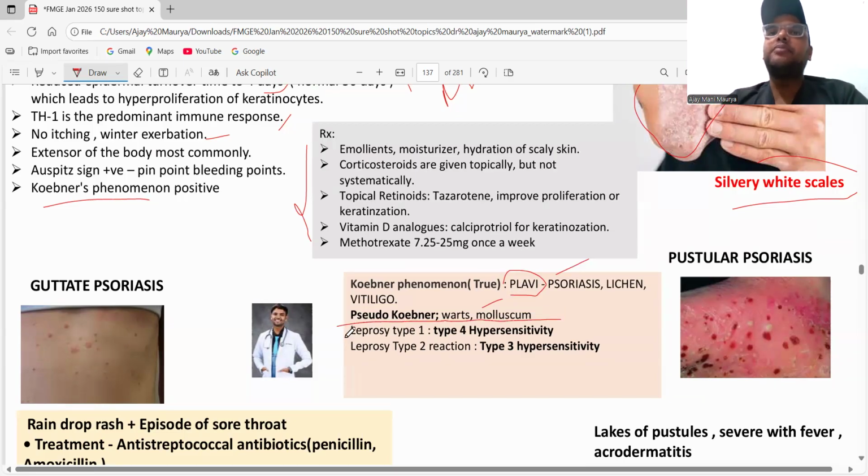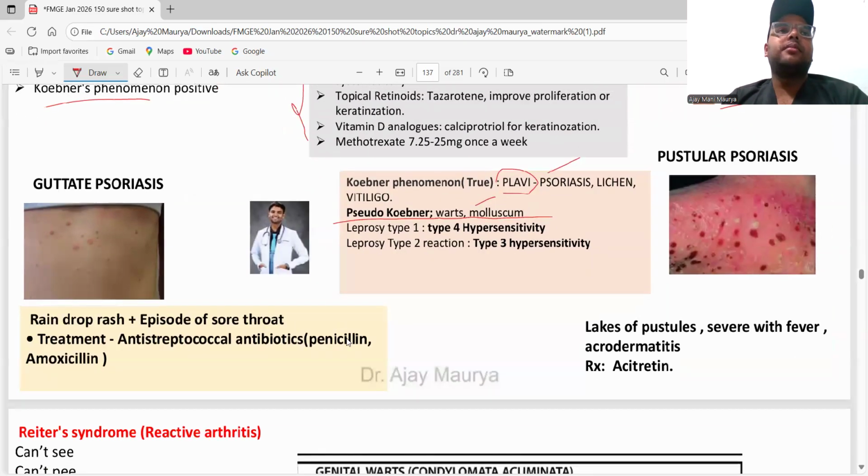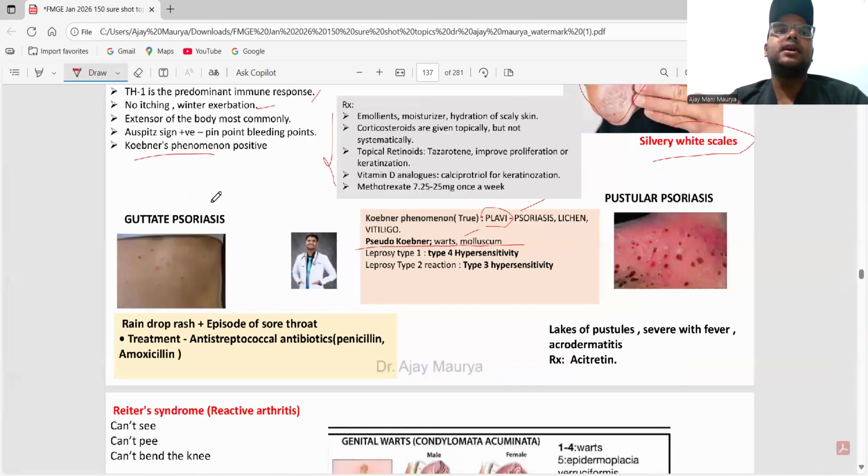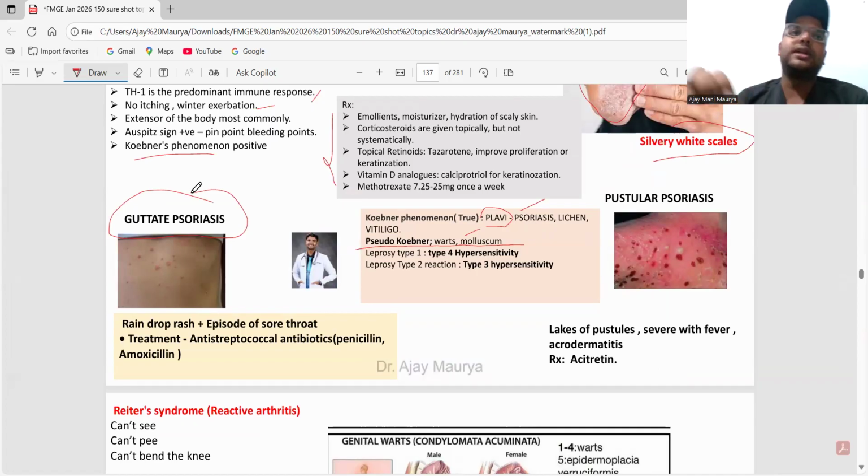Remember, leprosy type 1 is a type 4 hypersensitivity reaction. Leprosy type 2 is a type 3 hypersensitivity reaction. And also remember, this is guttate psoriasis. They will give this image, and they are asking about the diagnosis. This is the raindrop rash. Yeah, the raindrop rashes.